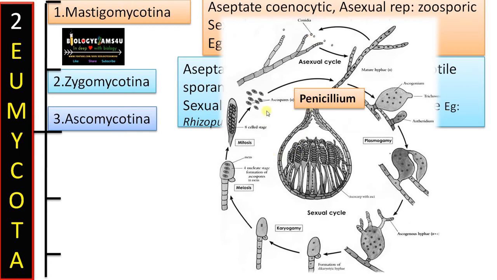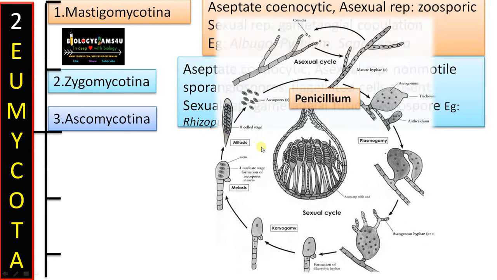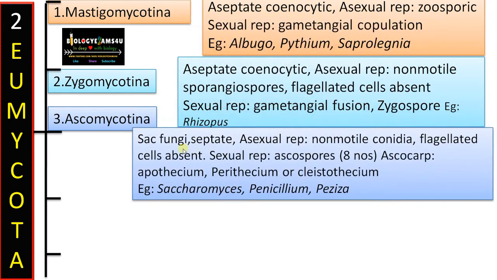They are called sac fungi because the sexual spores, ascospores, are formed inside this sac called ascus. So these are the characteristics. Septate, asexual reproduction by non-motile conidia. Flagellated cells are absent. Sexual reproduction by ascospores, often 8 in number. Ascocarp may be apothecium, which is cup-shaped, perithecium, which is flask-shaped, or cleistothecium, which is closed without an opening. Examples include Saccharomyces, Penicillium, and Peziza.